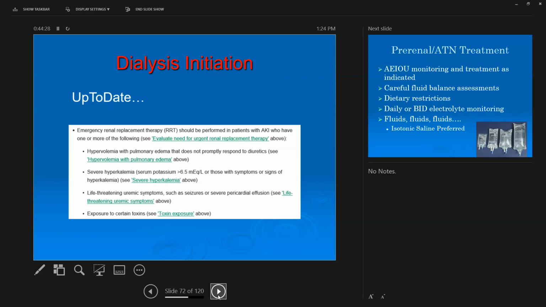So this is a snippet. I have the vowel method, the A-E-I-O-U, but UpToDate says that dialysis should be considered in patients with acute kidney injury if they have hypervolemia and pulmonary edema that doesn't respond to diuretics. They have severe hyperkalemia. They say 6.5 or greater. Again, know your institutional policy as to where your patient may lie with that. Life-threatening uremic symptoms, or exposure to those different toxins that we talked about, the antifreeze, paint thinners. Yep. So one or more of those, that's an indication for urgent or emergent dialysis, and they should be in an ICU.